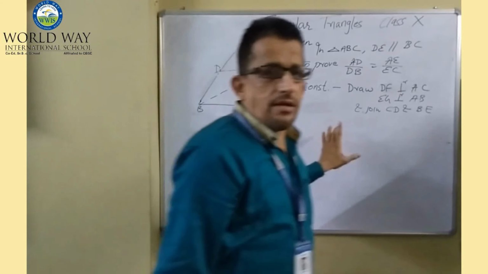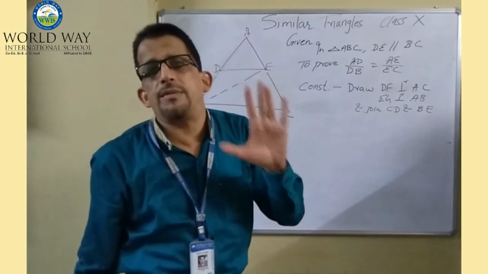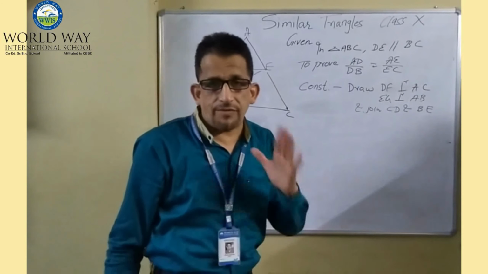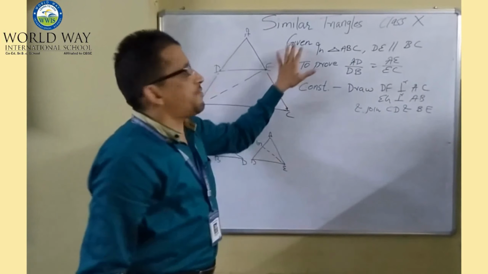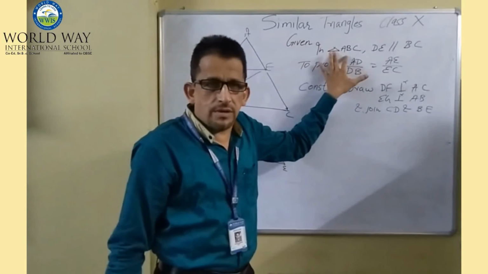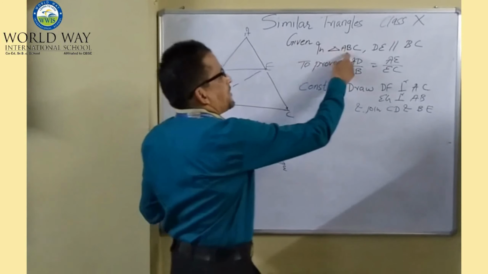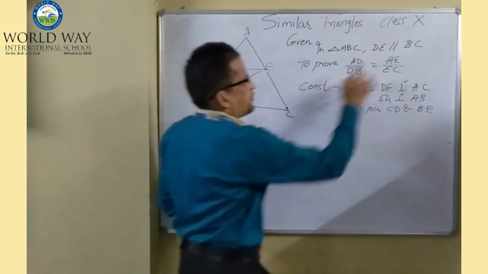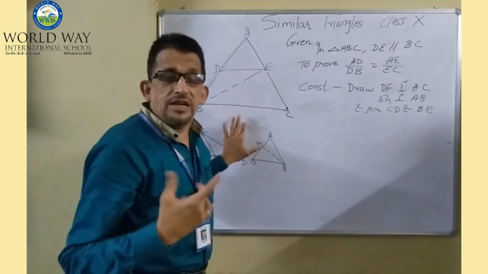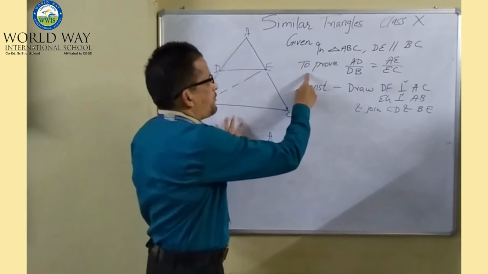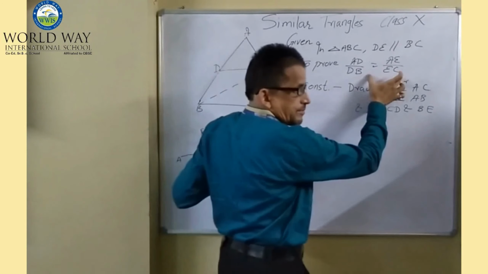When we prove any theorem, 5 things must be remembered. First is the figure. Second, what is given in the theorem? In triangle ABC, DE is parallel to BC, so write this under given. Then what we need to prove? To prove that AD upon DB is AE upon EC.